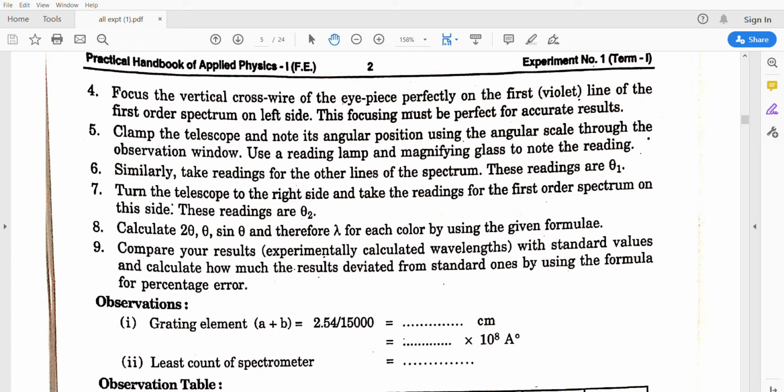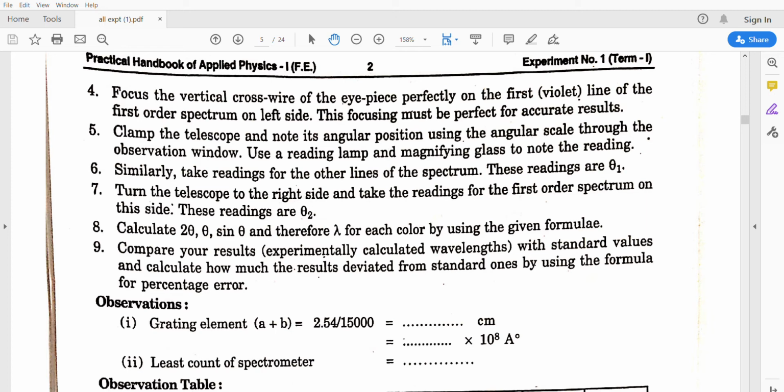After that, yellow, blue, orange, whatever colors are present, you have to take the readings for the four colors. Readings on the right side are completed. Those readings are taken as theta 2. Take the same type of readings on the left side also. So when you take the readings on the left side, the same process will be applied.